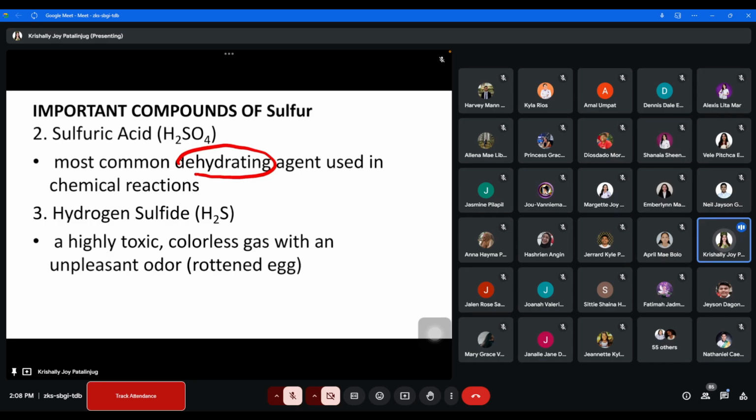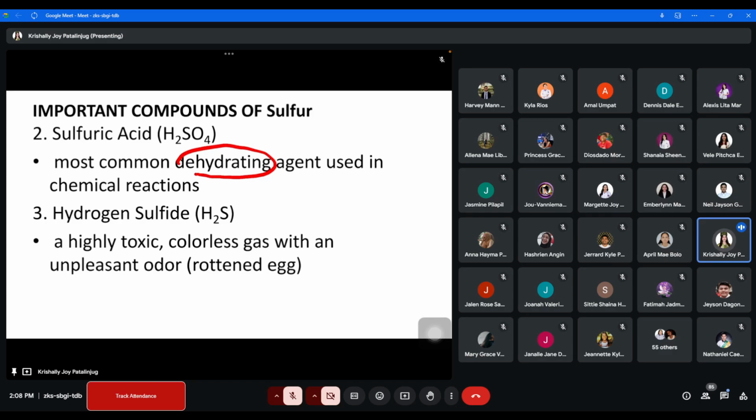Yung sulfuric acid, ginagamit siya more likely sa mga organic reactions ng alcohol. If there are dehydration reactions of alcohol, we could make use of sulfuric acid. Okay, and usually yung product kapag dehydration reaction ng alcohol is an alkene. Alkene yung product. We'll discuss more of that sa organic chemistry. So for now, just know, recall natin nga sulfuric acid is a dehydrating agent for organic chemistry.